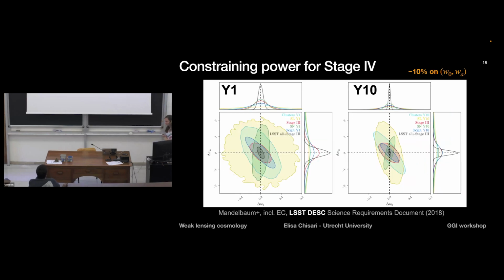Okay, so what can we expect for stage 4? The constraining power will be huge. This is from a forecast for the LSST DESC for how Rubin Observatory cosmology will do in year 1 of the survey versus year 10 of the survey.